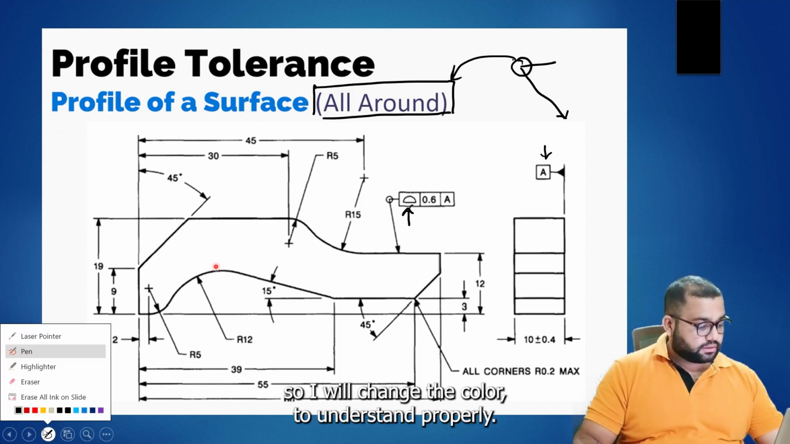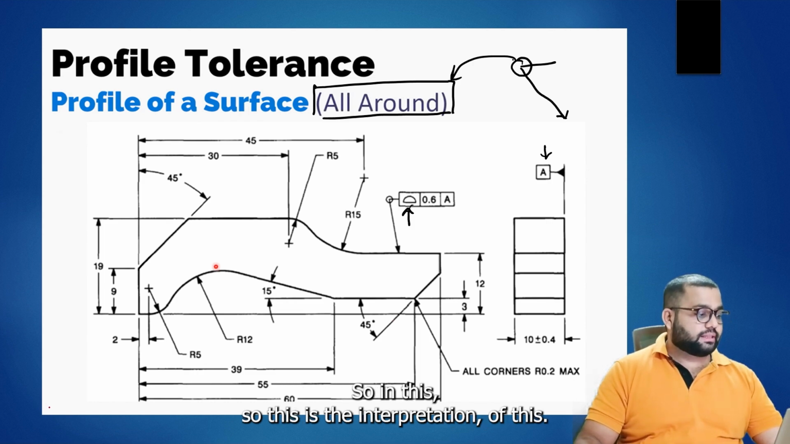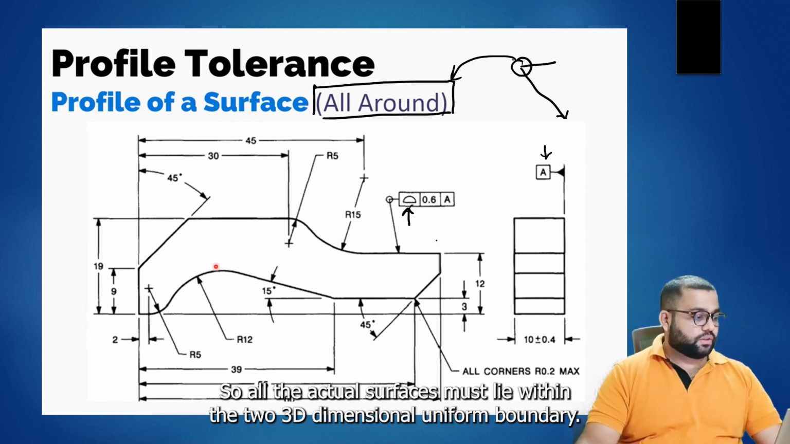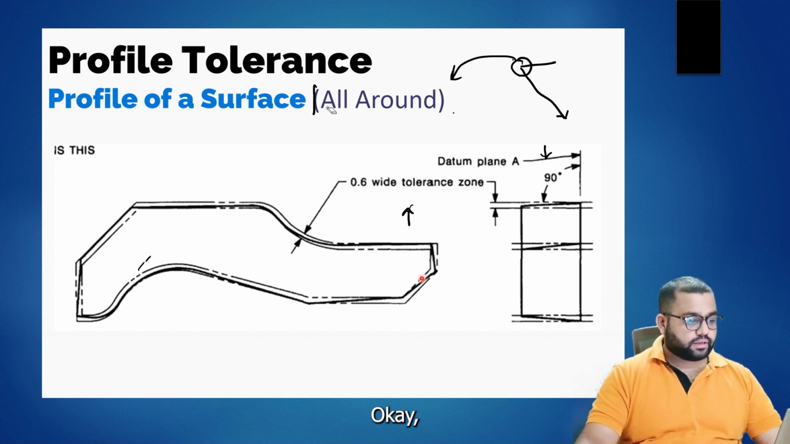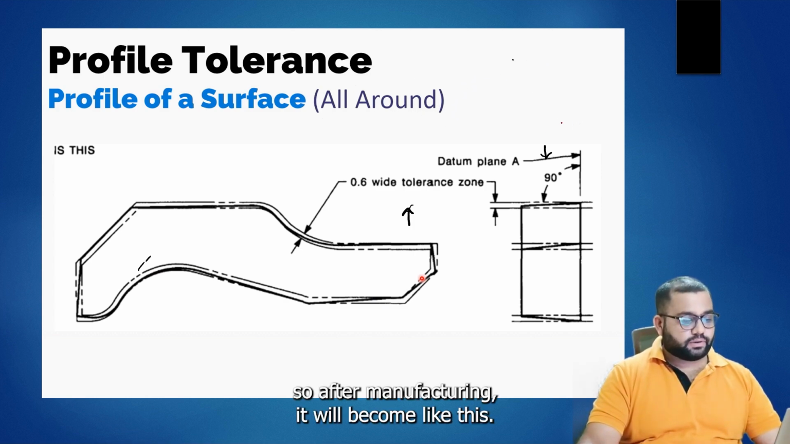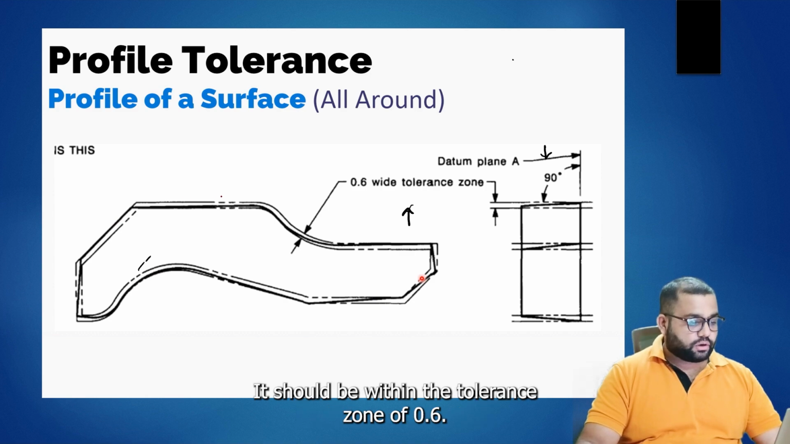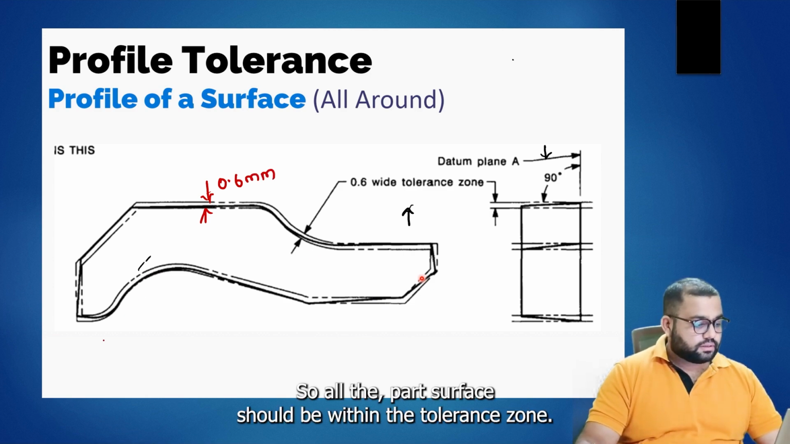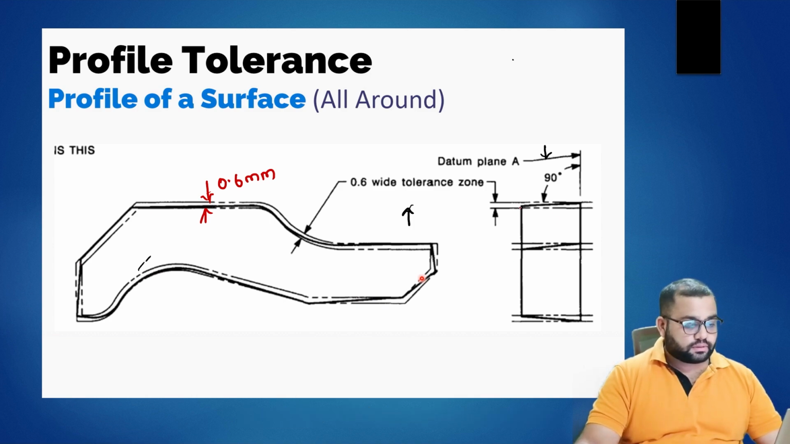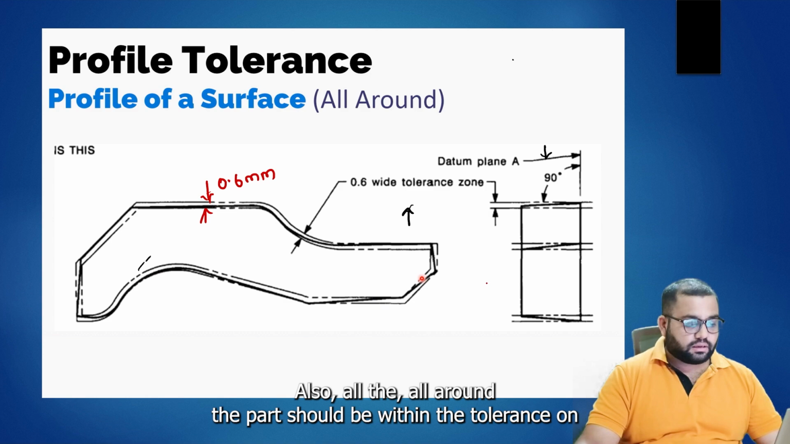I will change the color to make it easier to understand. So this is the interpretation: all the actual surfaces must lie within the two 3D uniform boundaries. After manufacturing, it will become like this, and it should be within the tolerance zone of 0.6 mm all around. All the part surfaces should be within the tolerance zone.